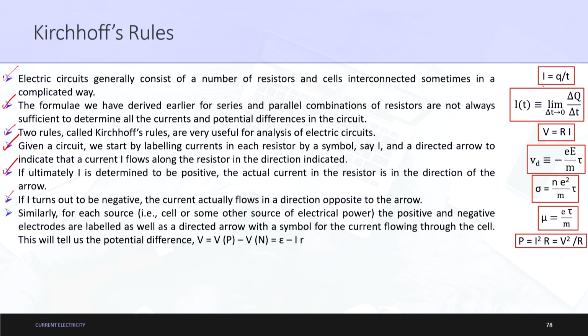Similarly, for each source, that is a cell or some other source of electrical power, the positive and negative electrodes are labelled, along with a directed arrow and a symbol for the current flowing through the cell. This tells us the potential difference V, which is equal to epsilon minus IR. Take a very simple case: a resistor R connected to an ideal battery of EMF epsilon. If we start from this point and move in this direction, there will be a reduction equal to minus IR due to the resistor, and an addition equal to plus epsilon due to the battery. Hence, this is a complete example of Kirchhoff's rule. So it is just epsilon minus IR.